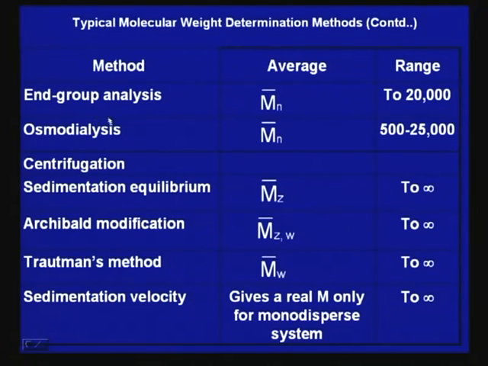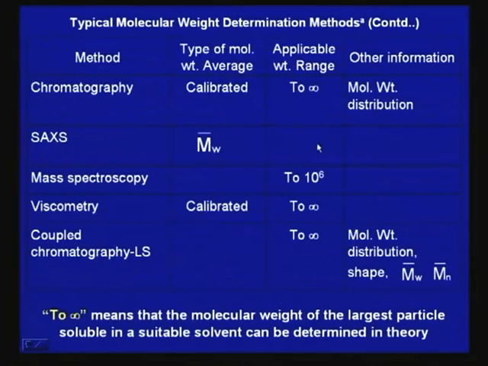So, this way various other techniques are also available. This is for your information only. If you need in future for determination of molecular weight, you can go with any of these techniques. And chromatography is a very good technique for molecular weight determination. Although it is a secondary method, it needs a calibration standard based on which you can get the distribution curve. From that distribution curve you can get the molecular weight also.